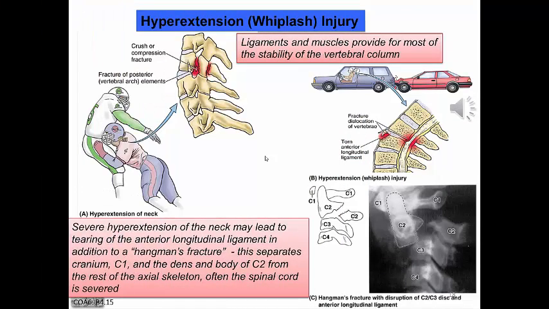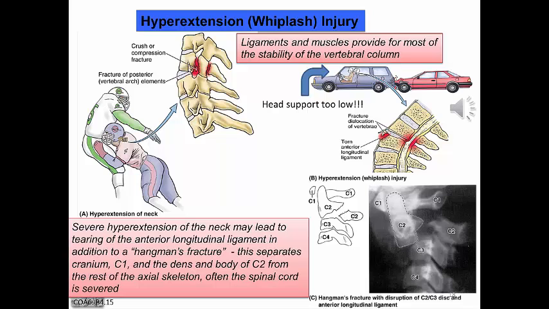Here's a little clinical correlation for us about a hyperextension or whiplash injury. This can occur during a motor vehicle crash where you are rear-ended and you do not have a headrest. This is very dangerous. You see how the head gets whipped backwards here. And as indicated in this picture, this can actually lead to a stretching or even tearing of the anterior longitudinal ligament. Because the ALL is the only ligament that will resist hyperextension.